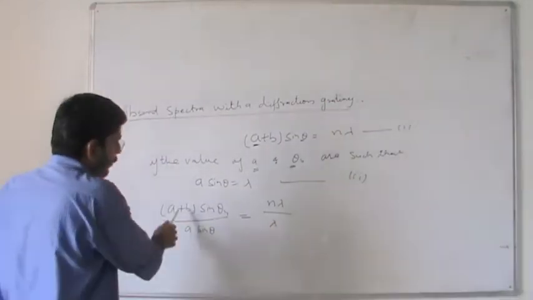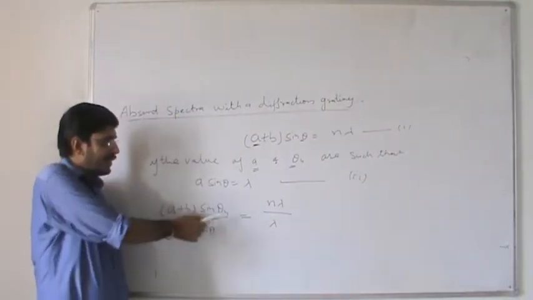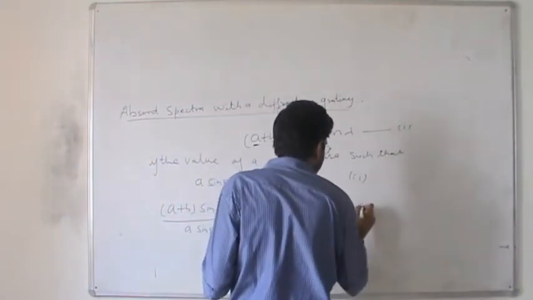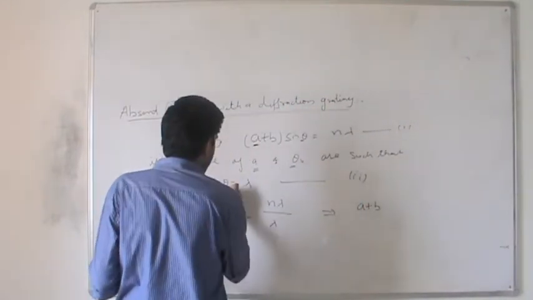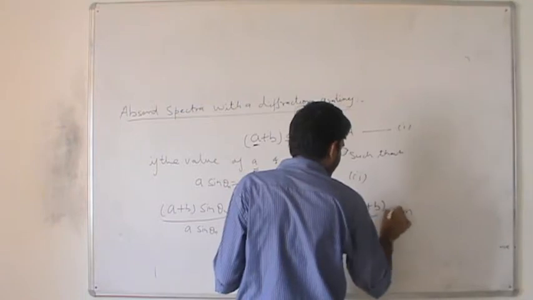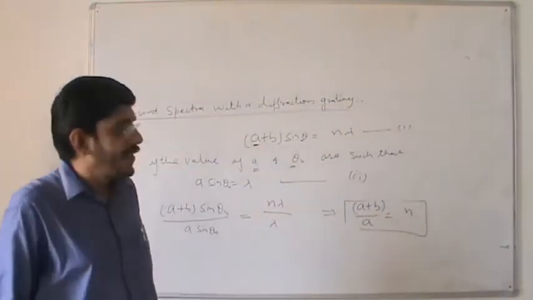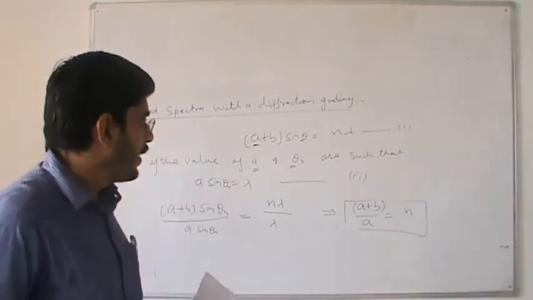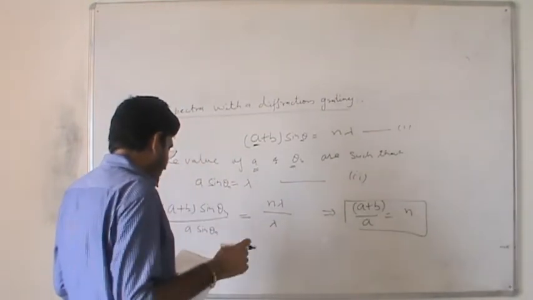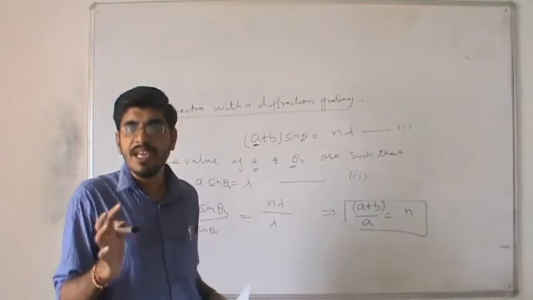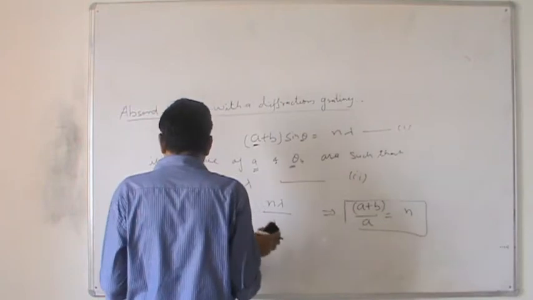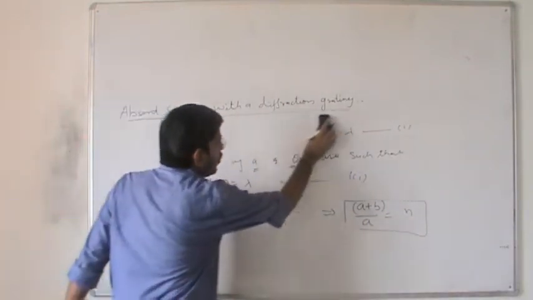So now we have one relation: (a plus b) sin theta divided by a sin theta equals n lambda upon lambda. If we solve it, we have the relation (a plus b) upon a equals n. This is the relation: a plus b divided by a equals n. Again, n takes the integer values 1, 2, 3, 4, and so on. So now we put in different values of n and derive the relations between a and b. So let's take n equal to 1.